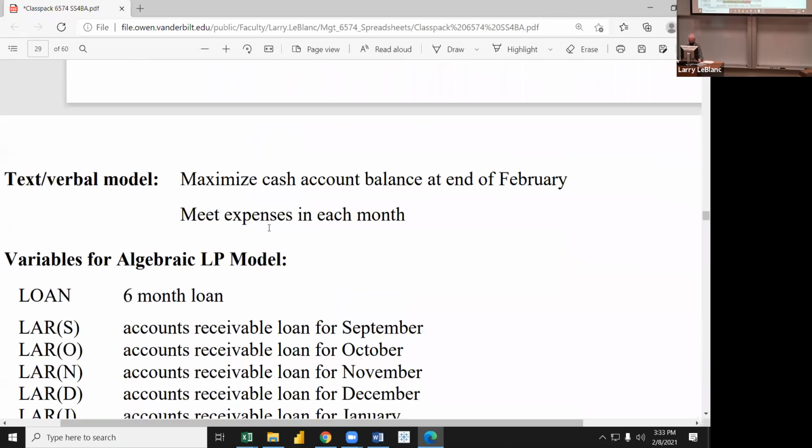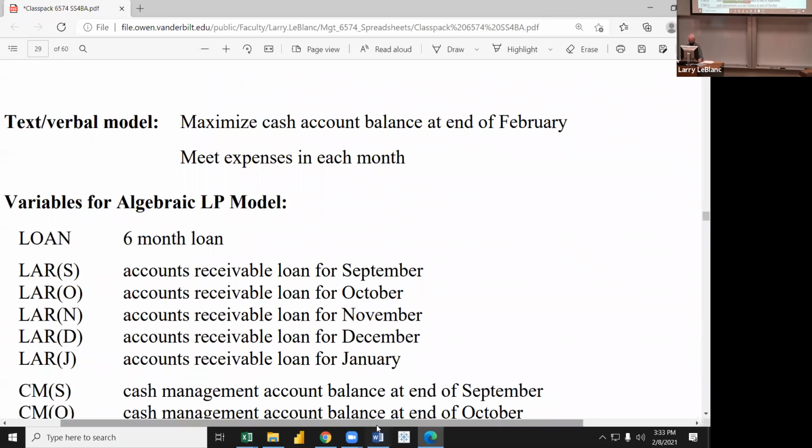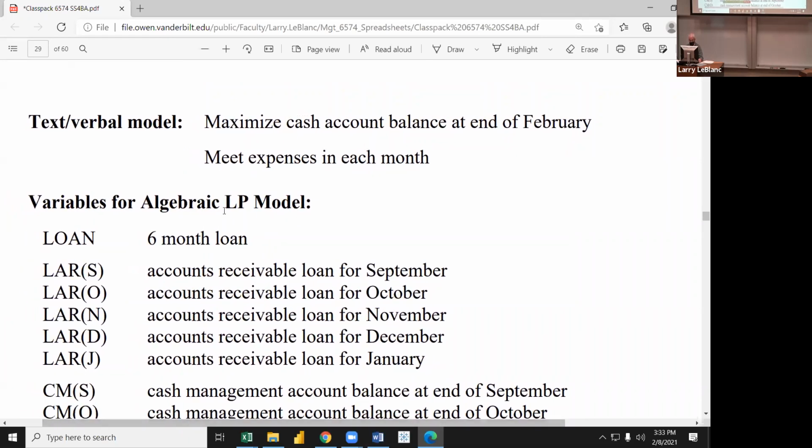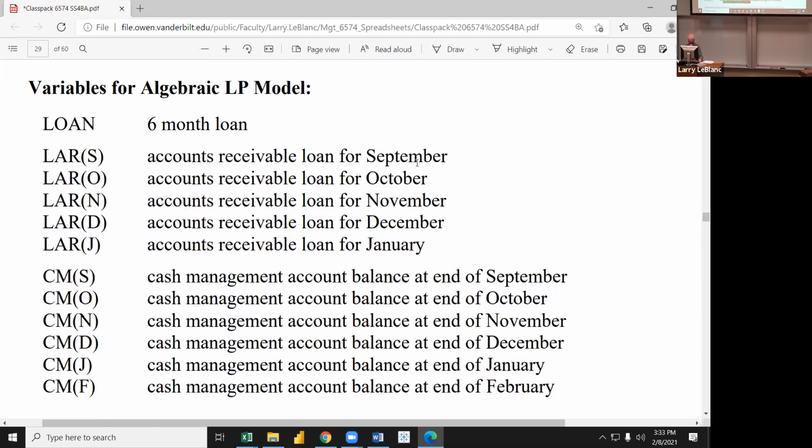Let's look at a linear program of this. Maximize the cash account balance at the end of the time horizon. The last month in the horizon is February. I want to have as much money in the bank as I possibly can. In other words, I want to pay as little interest as I can. We do have to meet the cash expenses in each month.